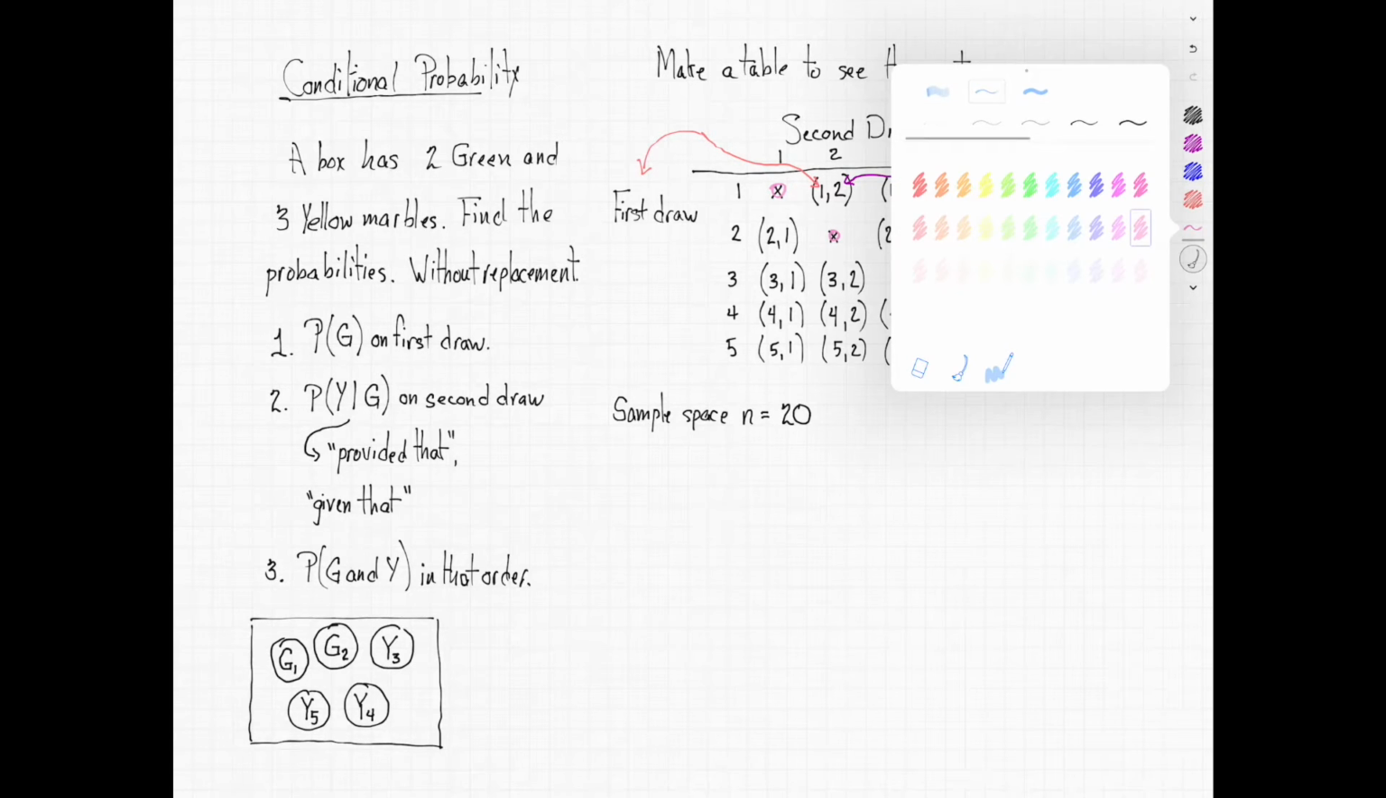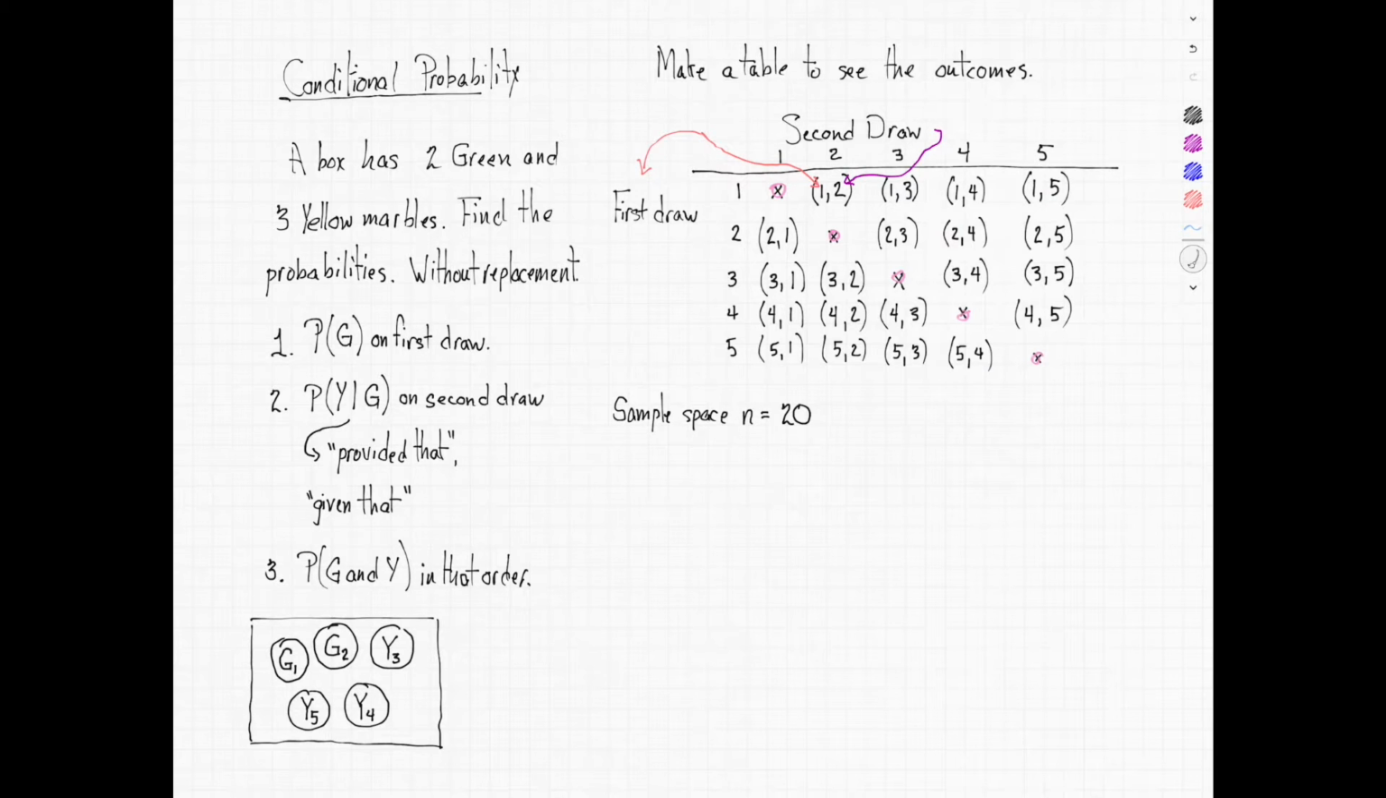Now, the probability of a green on the first draw, that can happen. Here's all the ways I could have a green on the first draw, all of this space. And notice if we count this up, there's eight different outcomes out of 20. So the green on the first draw, I could say the probability is 8 out of 20. Okay, now let's do this again.